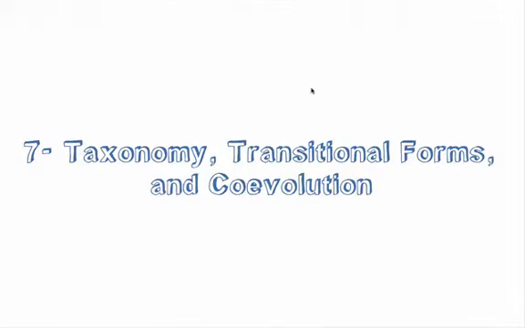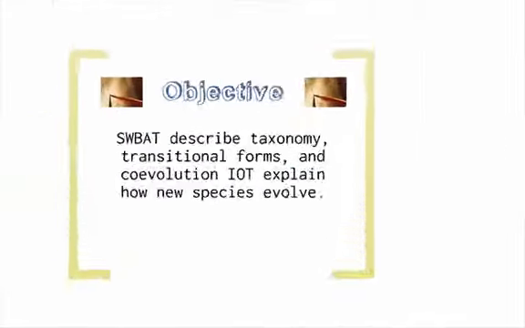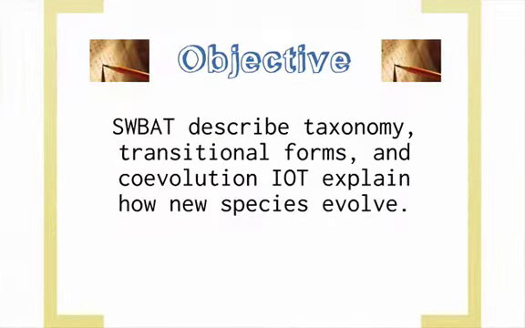Today we'll be talking about taxonomy, transitional forms, and coevolution. Our objective, what you should be able to do after viewing and listening to this lecture, is describe taxonomy, transitional forms, and coevolution in order to explain how new species evolve.